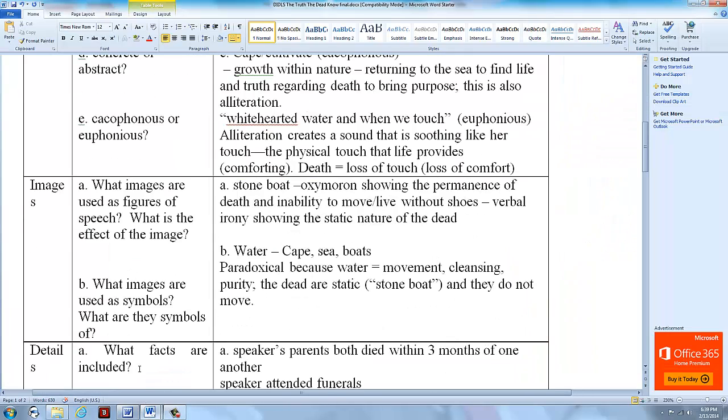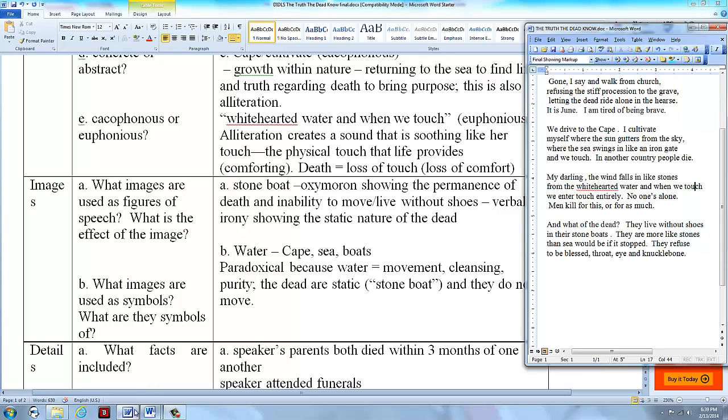We're going to move down to the next section of DIDLS, and that is the letter I, and we're going to examine images. Two things you're going to want to look at. First, what images are used as figures of speech, and then the effect of that. And then what do you think are being used as symbols, and what are they symbols of?